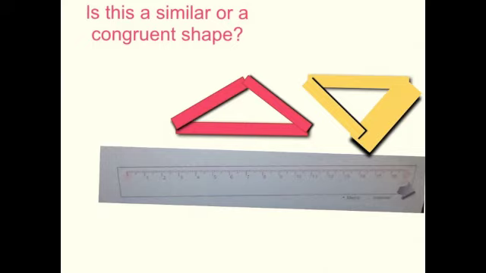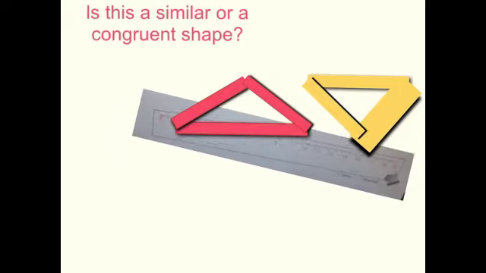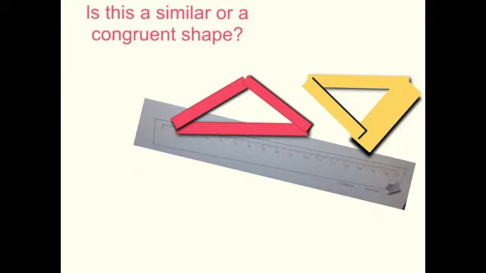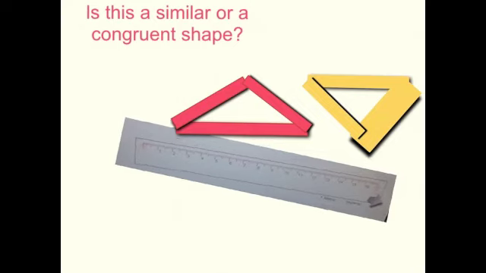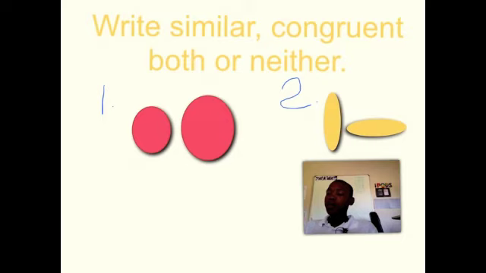Okay, is this a similar or a rectangular shape? Okay, let's check. The shapes are the same, but the sizes are not the same. So it is similar because it is the same shape, but it doesn't have the same sizes. So it is similar. I am doing a two problem for you guys. I hope you will enjoy it.